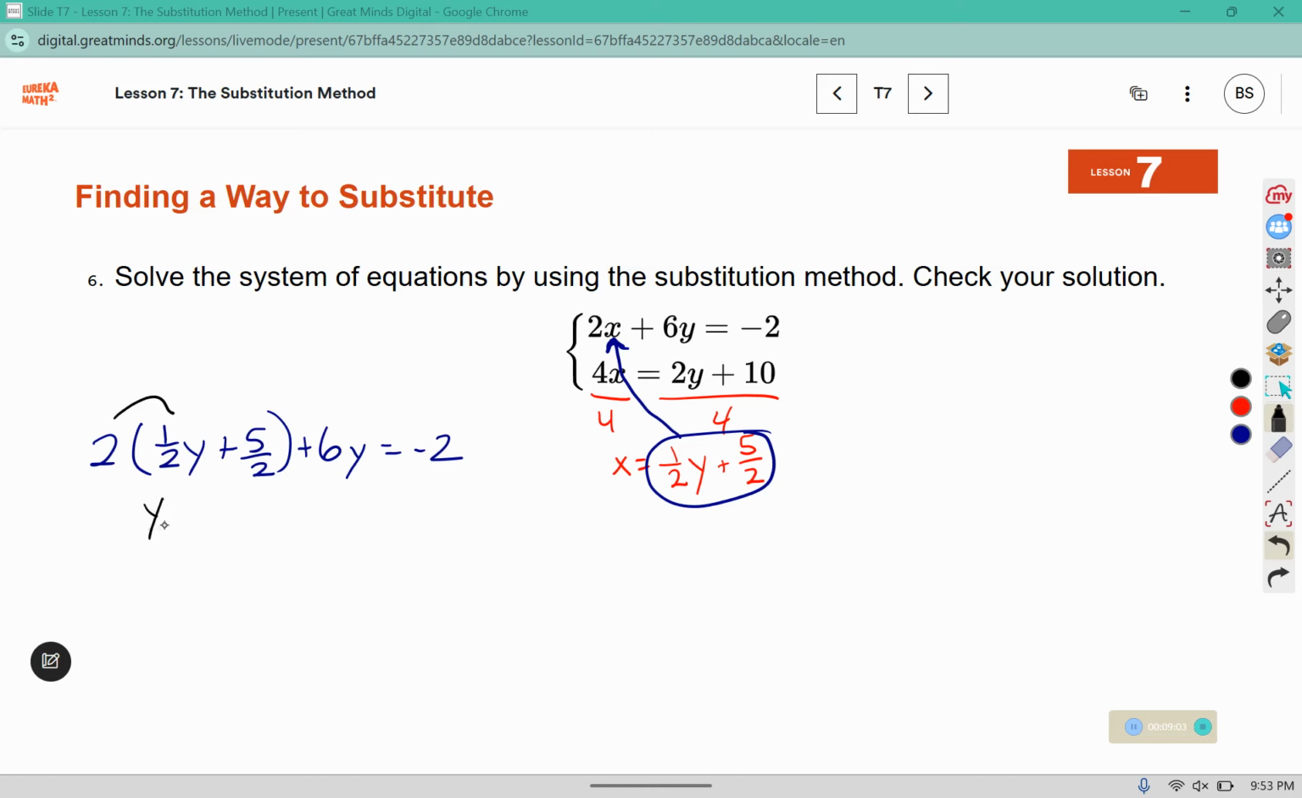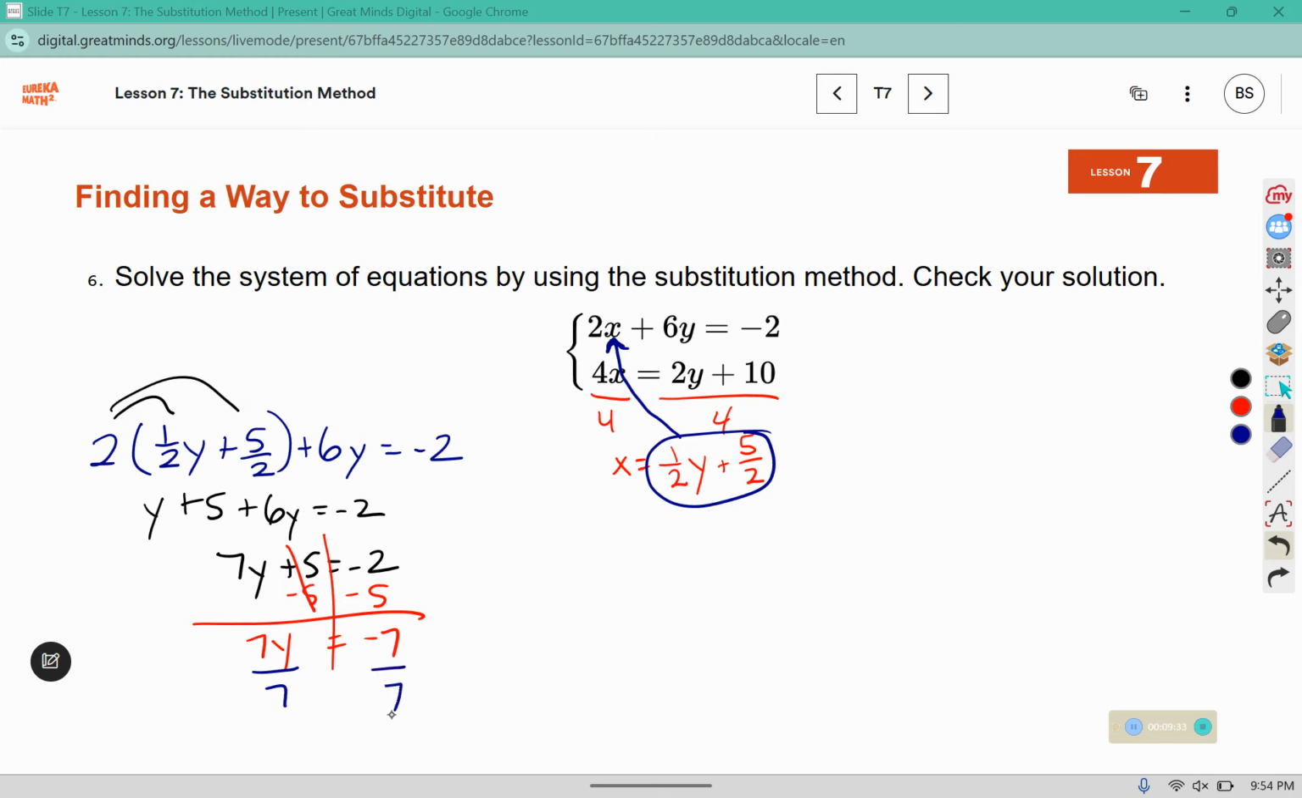2 times half of a y is 1y. 2 times 5 is 10, divided by 2 is 5. Combine our like terms here. A y and 6y makes 7y. Move the 5 over. Negative 2 and negative 5 make negative 7. Divide by 7 on both sides, and we get y equals negative 1.